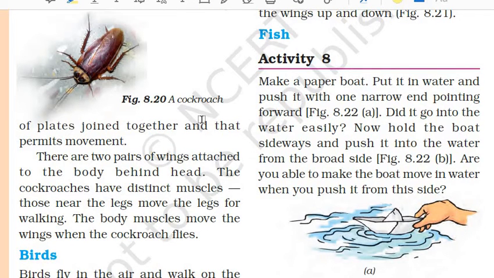There are 2 pairs of wings attached to the body behind the head. Cockroaches have distinct muscles. Those near the legs move the legs for walking. The body muscles move the wings when the cockroaches fly.